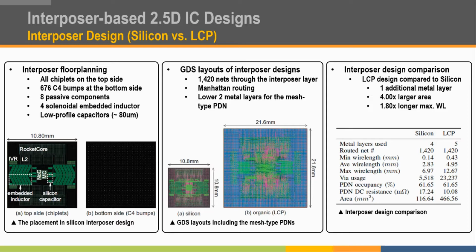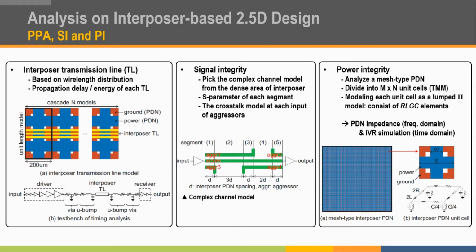A total of 1,420 nets are routed through the interposer layers in all designs, and the LCP interposer used one more metal layer than the silicon interposer for the routing resource. As design rules in LCP's interposer are larger than silicon, the LCP interposer has 4 times larger area and 1.8 times larger maximum wire length than the silicon interposer. In this slide, I will present how we analyze 2.5D ICs.